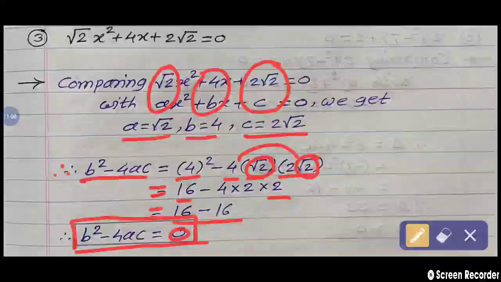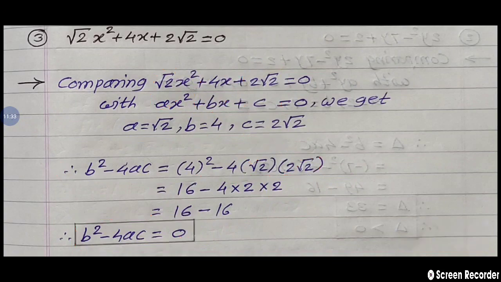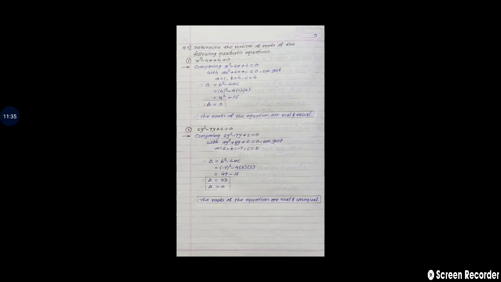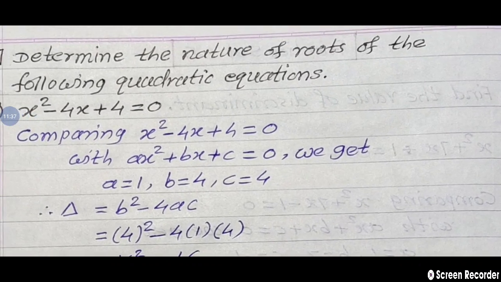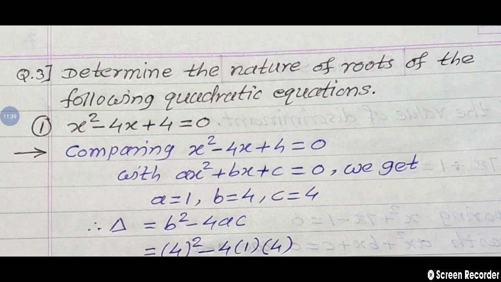So in this way, we find the value of the discriminant after comparing the given quadratic equation with the standard form. First of all, we write the values of a, b, c, and then for the discriminant, we find the value of b square minus 4ac. Clear, all of you understood this? Okay then. Now we are solving a few more examples of another type.